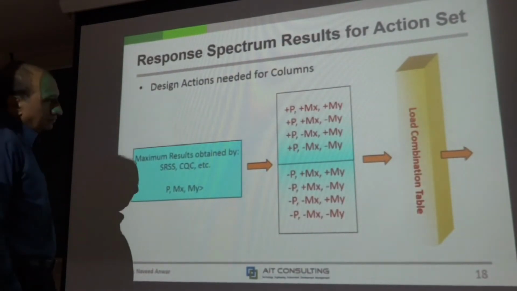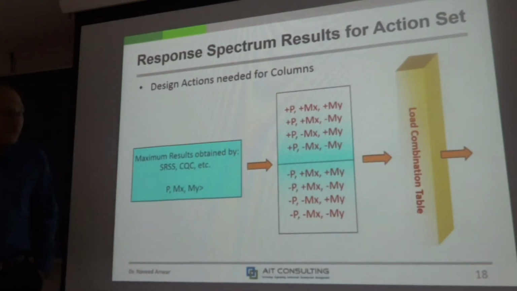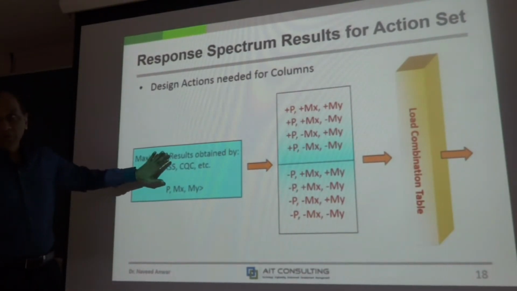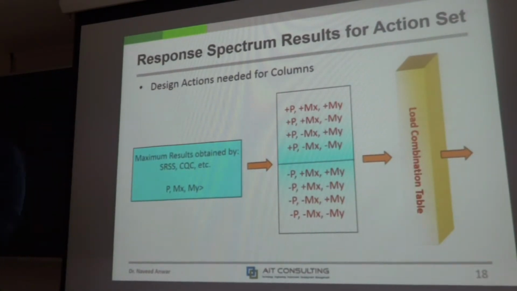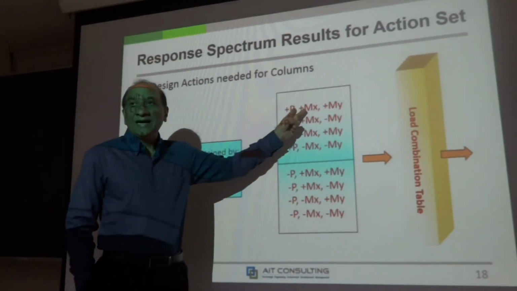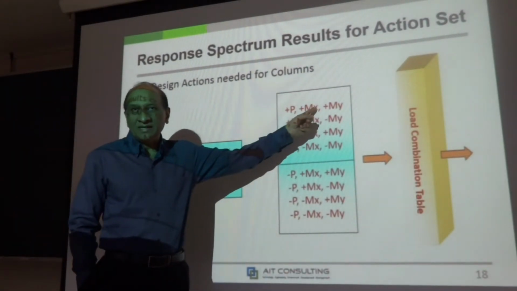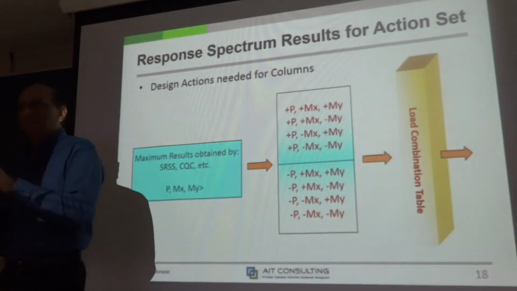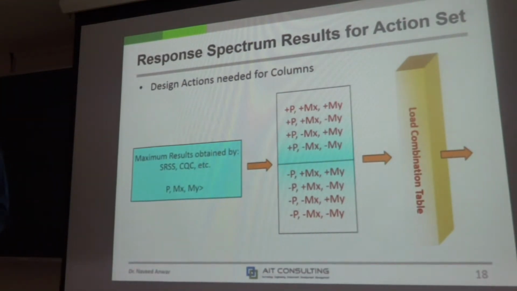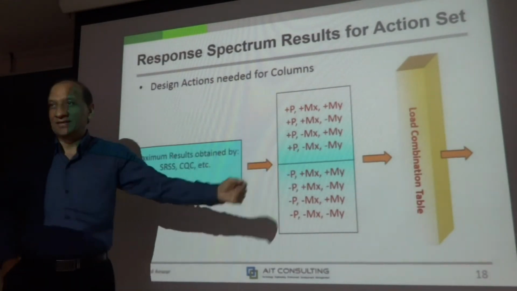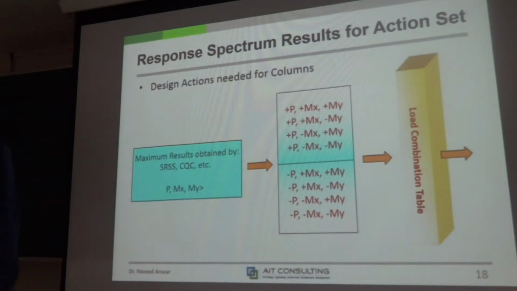Response spectrum. When we go to this one in detail, as I mentioned, we need positive and negative value. But the problem is that we have 3 sets, 3 actions to be done together, P, Mx and My. So positive negative combinations of all of them must be considered. So it will not be 2 load combinations, but 8 that needs to be added to that table. So for every response spectrum case, you will need to add 8 values into the combination table.